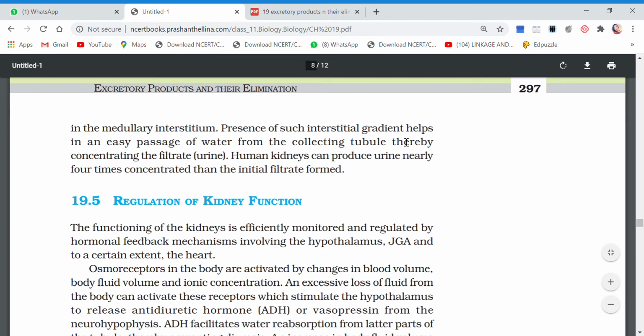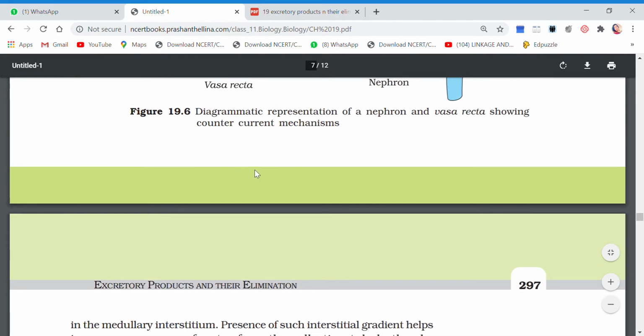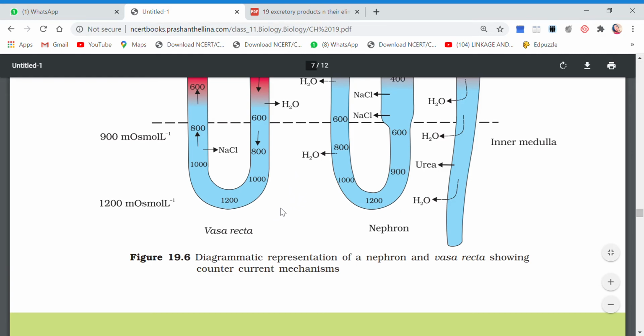Presence of such an interstitial gradient helps in an easy passage of water from the collecting tubule, thereby concentrating the filtrate. Now children, if the concentration outside is very high, okay, and inside it is low, then where will the movement of water be from and to? It will come from outside to inside, towards the collecting duct. Okay, towards the collecting duct.